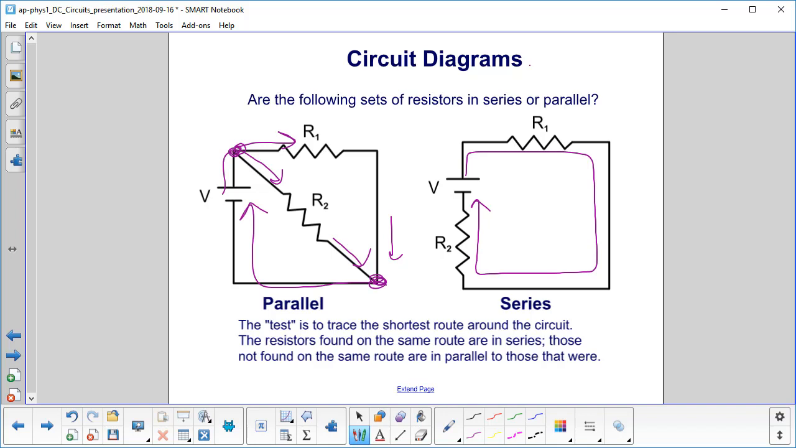Notice when we first showed parallel, we actually put them in what you know is parallel, right? 2 lines next to each other going in the same direction. They don't have to be that way. They just have to meet the test of if there's a different way to go to get back to the negative terminal, then your resistors are in parallel. So they don't have to be geometrically in parallel.